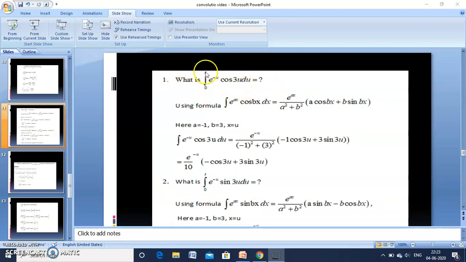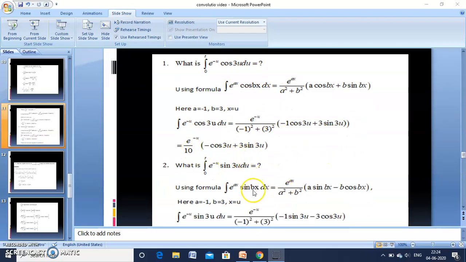What is the integral from 0 to t of e power minus u cos 3u du? Using the formula for the integral of e power ax cos bx dx. First of all, we should identify by comparing with the question: a is equal to minus 1, b is equal to 3, and x is equal to u. All three values you replace in the formula, simplify, and we will get the answer.